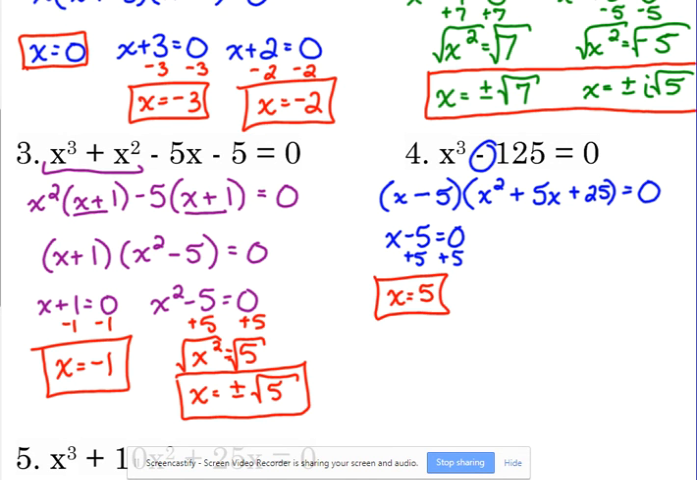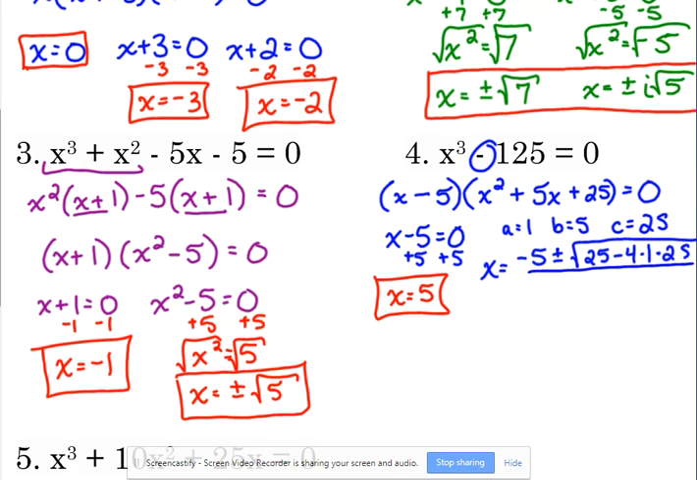x equals 5. That's the easy part, right? Okay. Now, quadratic formula. Our a is 1, our b is 5, and our c is 25. So x equals the opposite of b, so -5 plus or minus the square root of b squared. I'm going to go ahead and square it. So 5 squared is 25, minus 4 times a times c, all over 2 times a. So let's simplify things. We've got 25 minus 100, so that's the square root of -75.